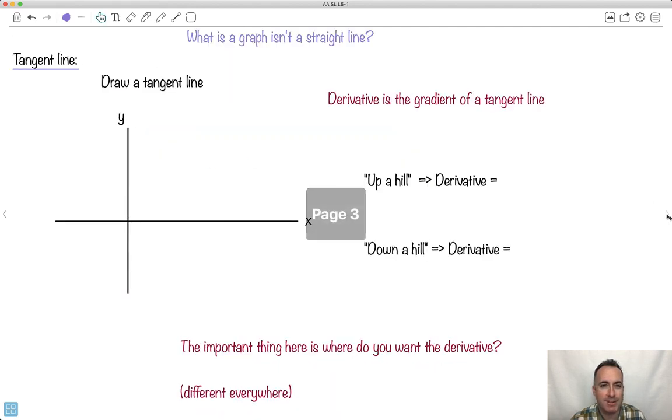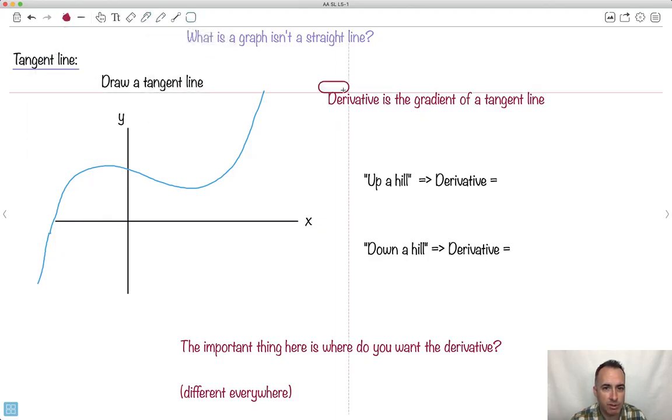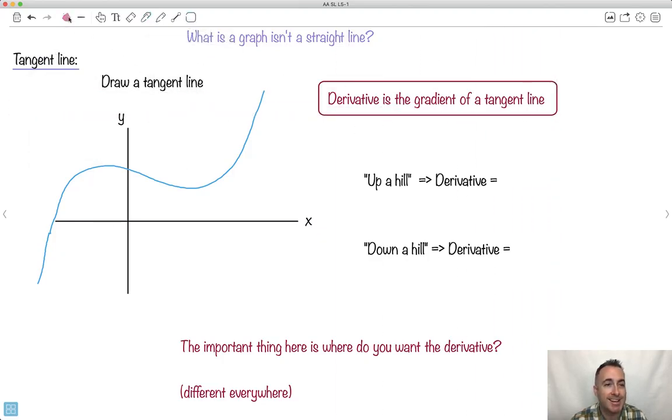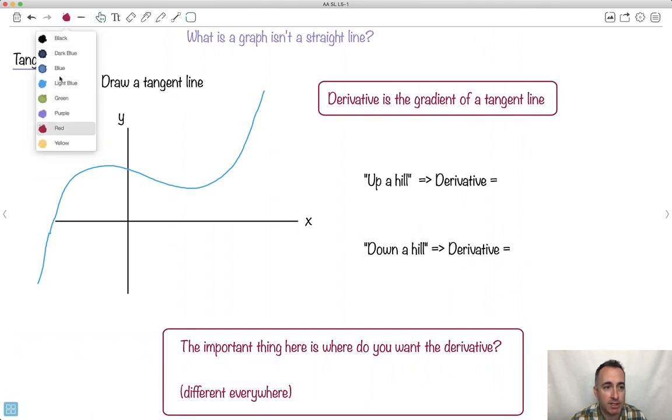But what happens if it's not a straight line? So maybe I'll just try something that's not a straight line. Maybe something goes like this. Uh-oh, now what? Well, we have to take a look at what this means and what to do here. Most people have some idea. What we do is we say, all right, it's the gradient of what we call a tangent line. In other words, we're going to care more about where we want the derivative. That's going to be the key word here: where are you looking? Because this thing has a different slopiness everywhere.